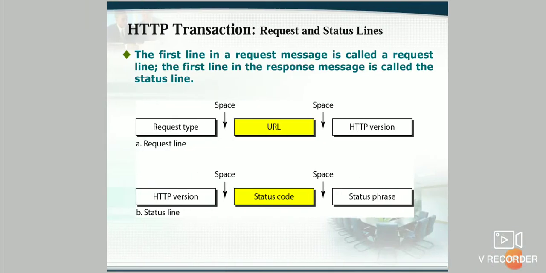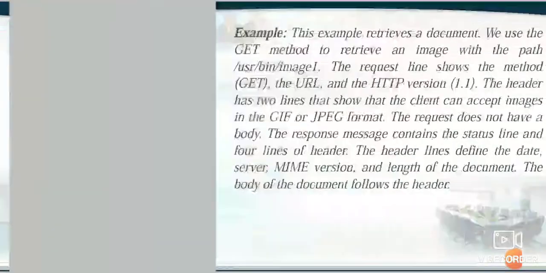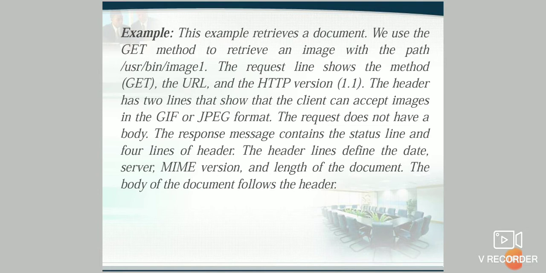Now we take the example. So come to the example slide. Now this is an example to retrieve a document. So for retrieval of the document from the server, we use the get method to retrieve an image, with the path also defined, and the method we have used is the get method. Now the request line shows the method get, URL, and HTTP version.